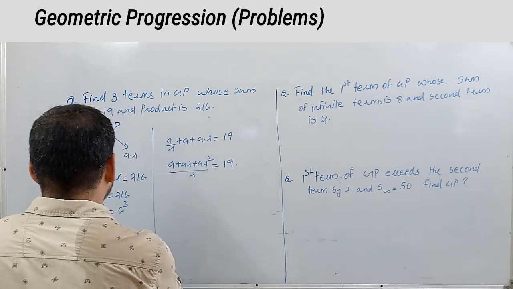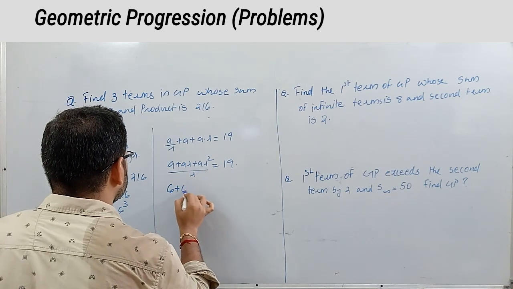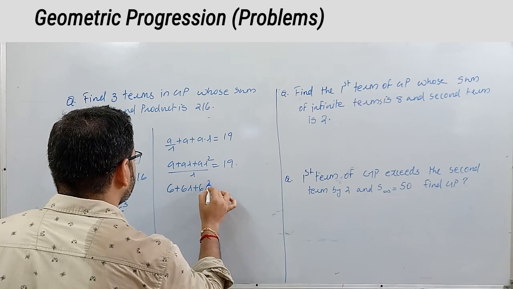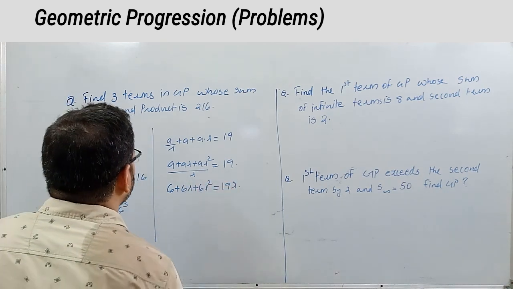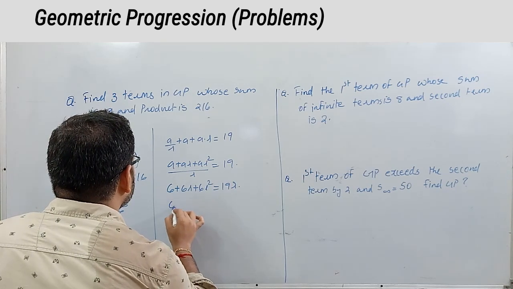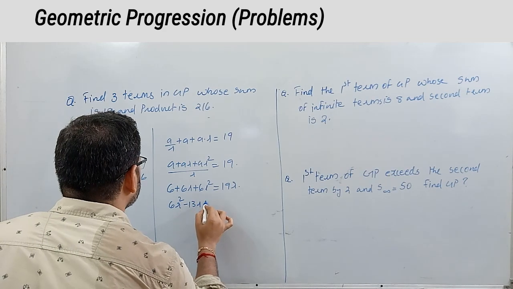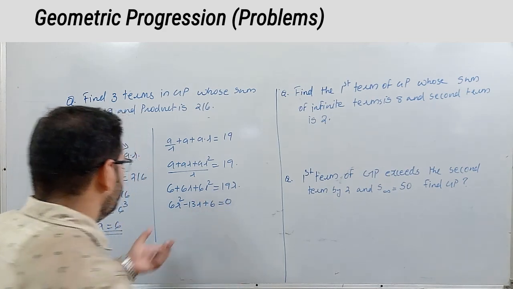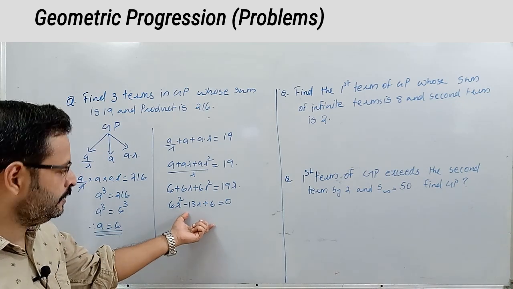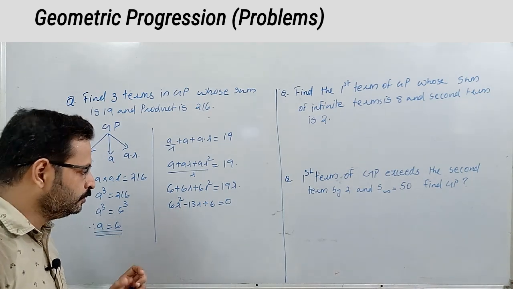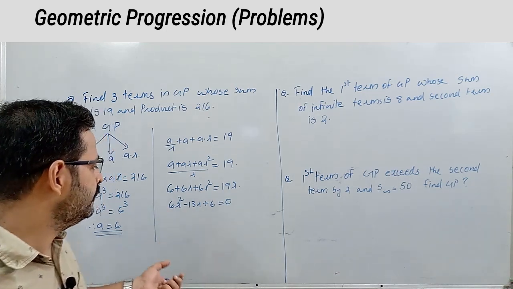That means substituting the value of a, that means 6 in the equation, 6 plus 6r square equal to 19r. Rearranging, 6r square minus 13r plus 6 equal to 0. We get a quadratic equation. We have to solve the quadratic equation. We can solve using two methods.